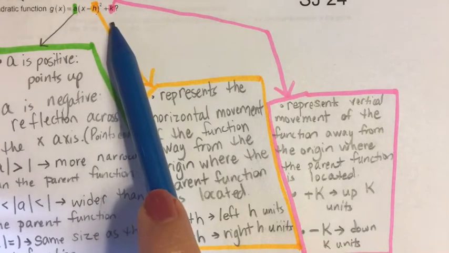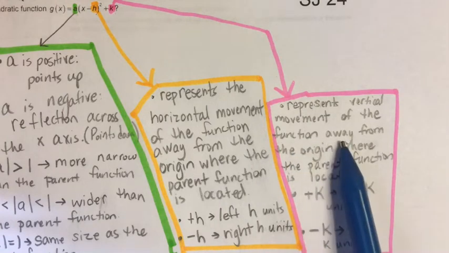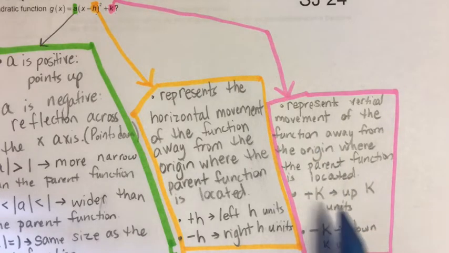Same thing for k. K represents vertical movement of the function, away from the origin and away from the ordered pairs that I had given you. If you have a plus k, that means you go up k units. If you have a minus k, you go down k units.